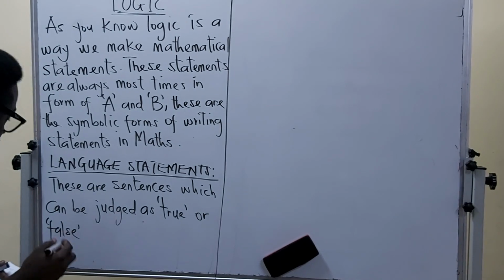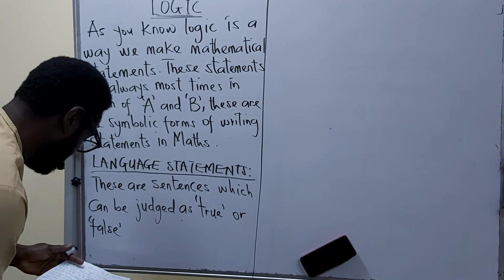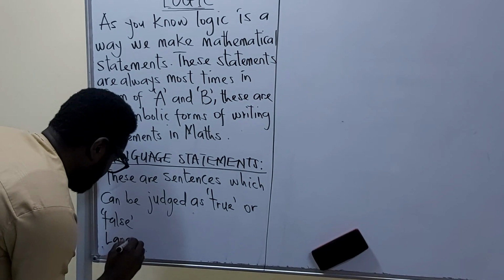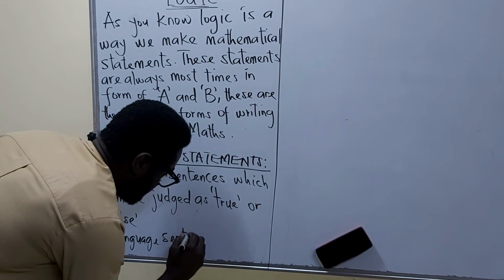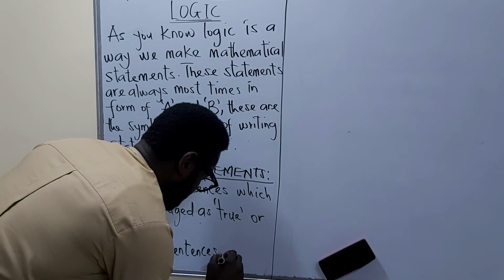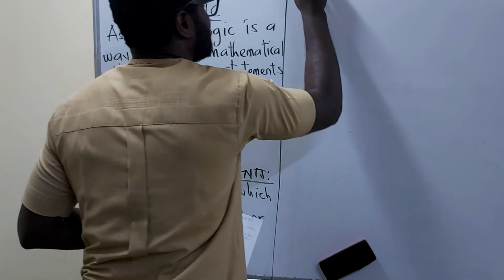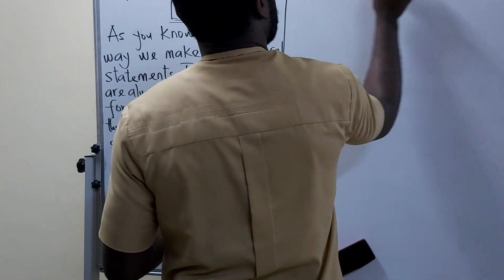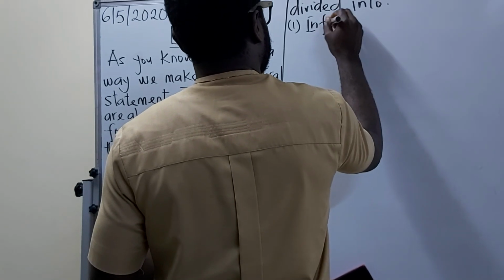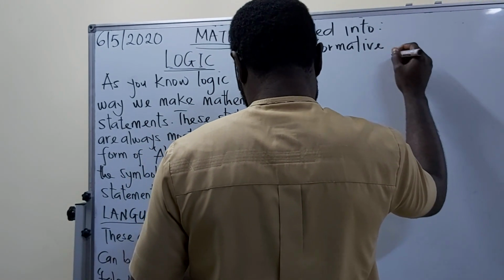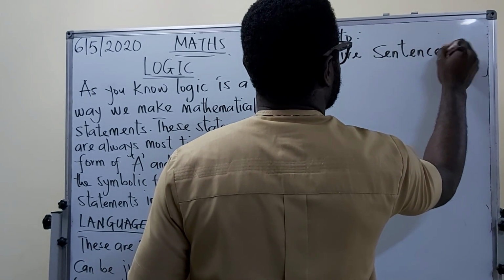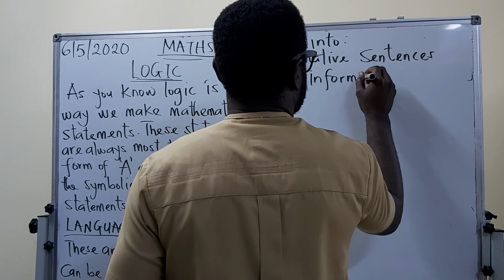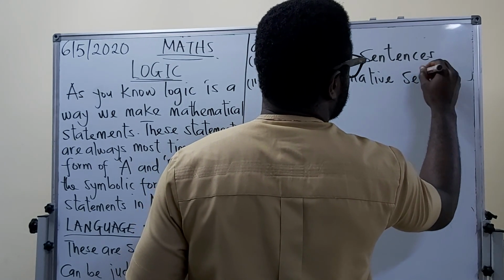Language sentences are divided into, we have one, informative sentences, and we have two, non-informative sentences.